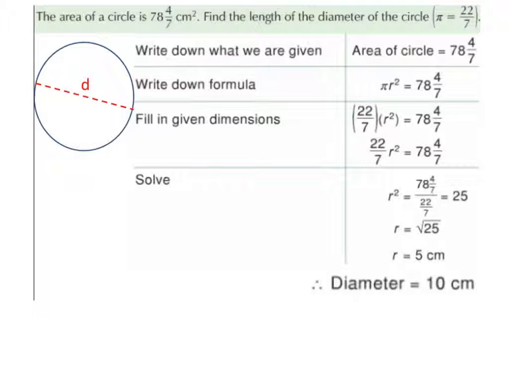But we weren't looking for the radius. We were looking for the diameter. And the diameter is always twice the radius. So the radius goes from the center to the edge of a circle. And the diameter is always double that. So 5 multiplied by 2 gives us 10 centimeters. The diameter is 10 centimeters.